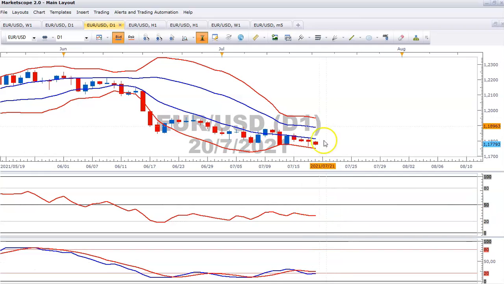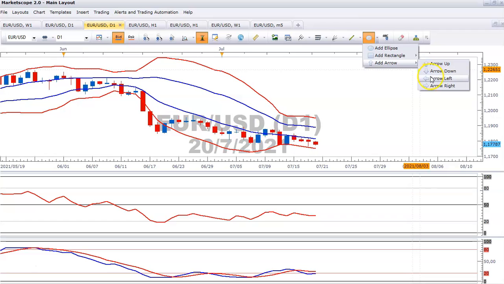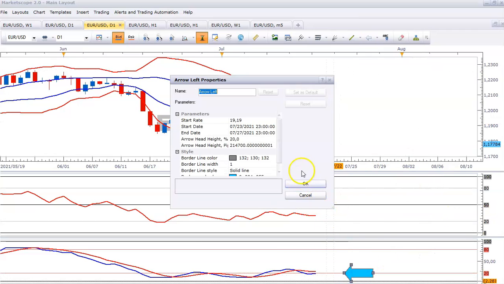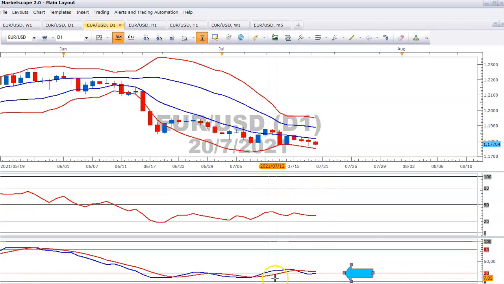We do note that the stochastic, let me just bring in an arrow here, is in our lower quintile, right? So as long as we stay in that lower quintile below 20, there is likely going to be momentum pushing to the downside.